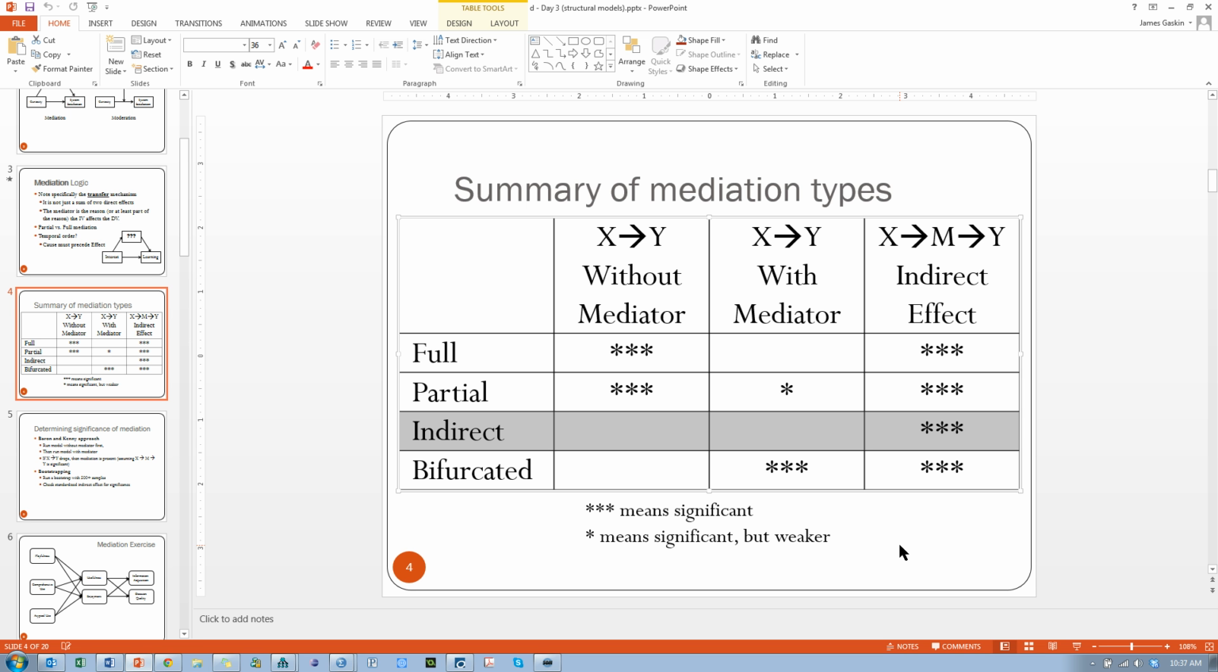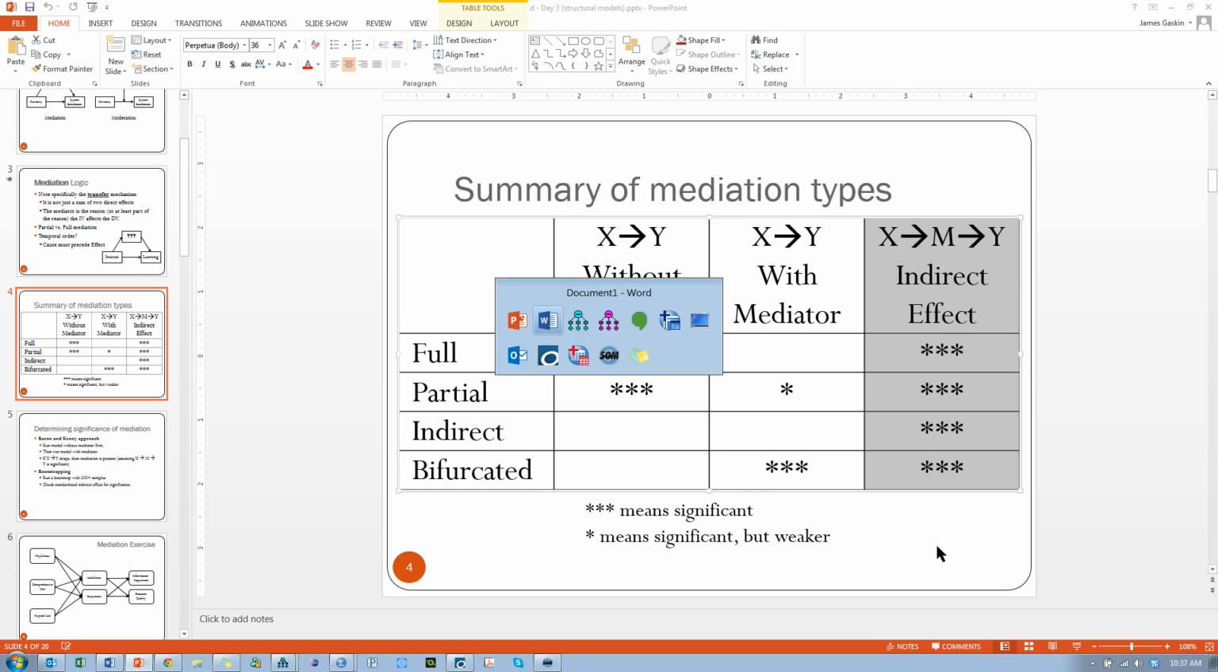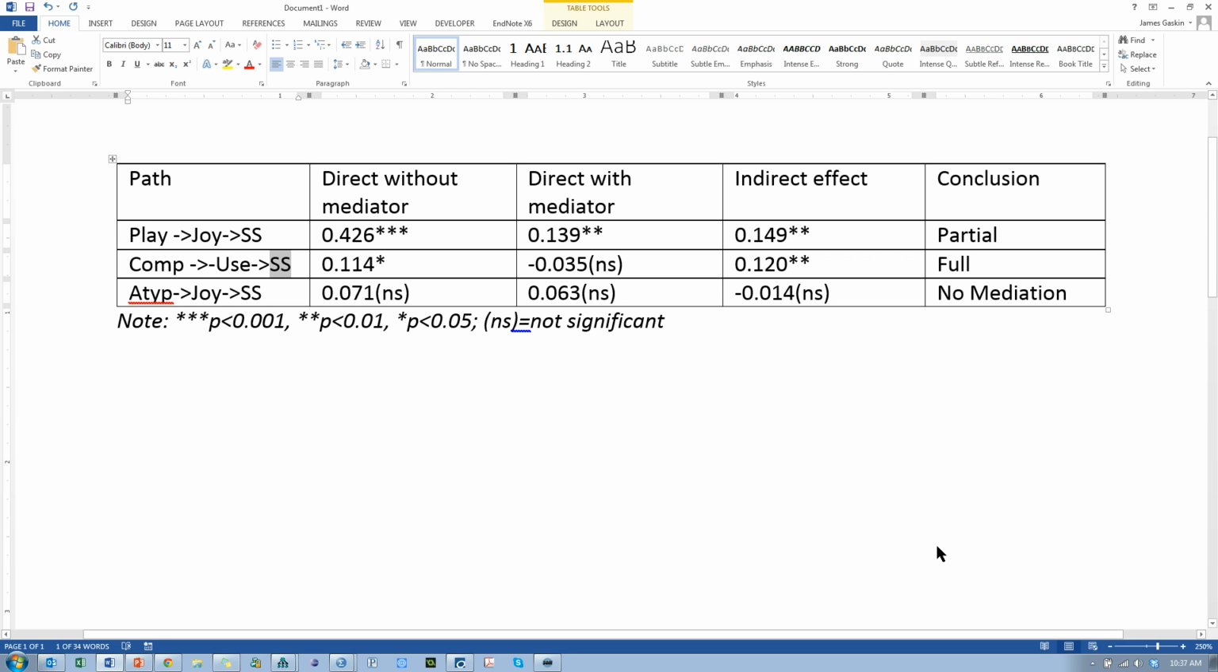Yeah. The effect has to be, from X to M, has to be significant. Always. X to M and M to Y have to be significant at all times. Yeah, or else there's no mediation going on. Let's take a quick break unless there are final questions on mediation.